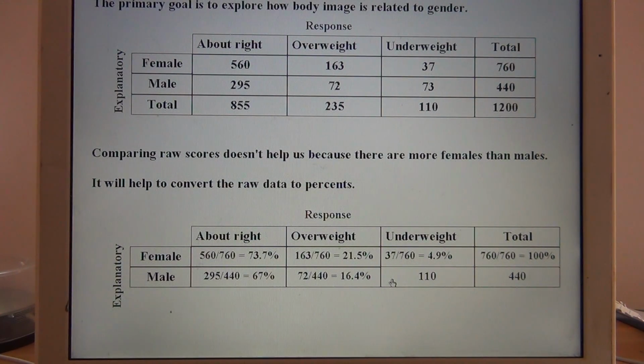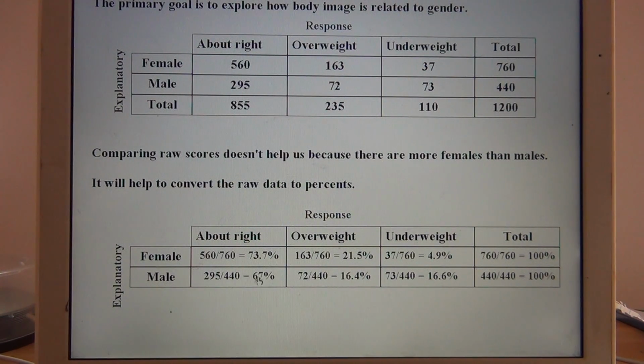And males who saw themselves underweight: you take the total number of males who saw themselves underweight, which is 73, divide it by the total number of males, 440, and you get 16.6% of males who saw themselves underweight. And of course, if you took the total number of males, which is 440, and divided by the total number of males, which is 440, you'd get 100%.